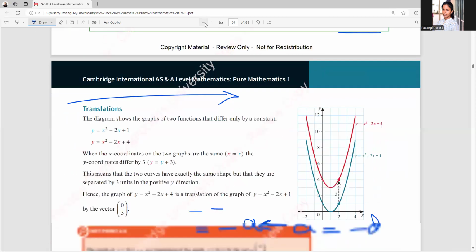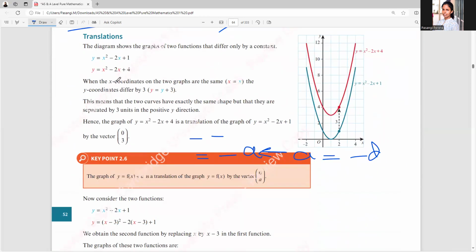Now what we have: when the x coordinates on the two graphs are the same, x equals x, the y coordinates differ by 3, so y becomes y plus 3. See the difference between these ones.